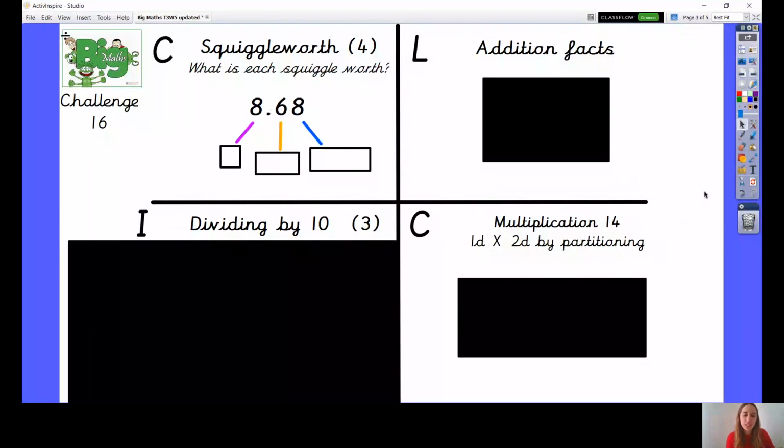Hello Year 5, this is your Big Maths for Wednesday the 3rd of February. You will need your maths book today for our CLIC practice, so make sure you write today's date and write Big Maths as your title.